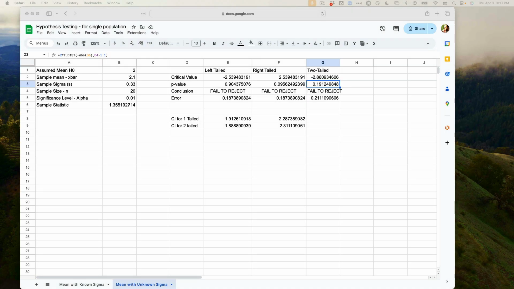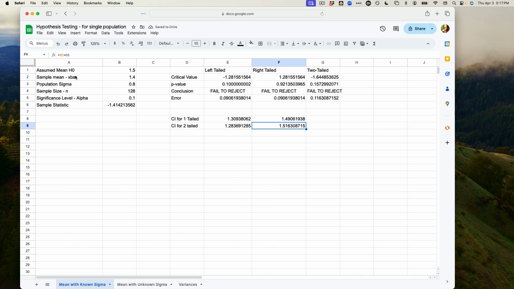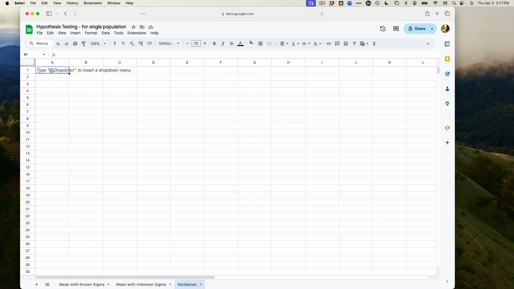Okay, so maybe I'll just finish with this one, and then I can let you go. So let's add a sheet over here and call it variances. Okay, and we're going to start it from scratch. So the first one is going to be assumed variance, or sigma squared. If you're given sigma, you have to square it, okay? This tells us our null hypothesis.